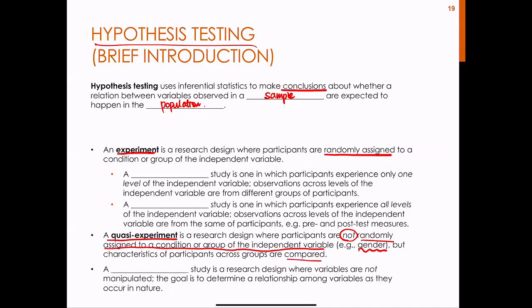Here is our example about gender, right? We cannot assign gender to each person, right? We can still compare those two different groups, male and female, but we could not assign. So in this case, you can use the quasi-experiment design.